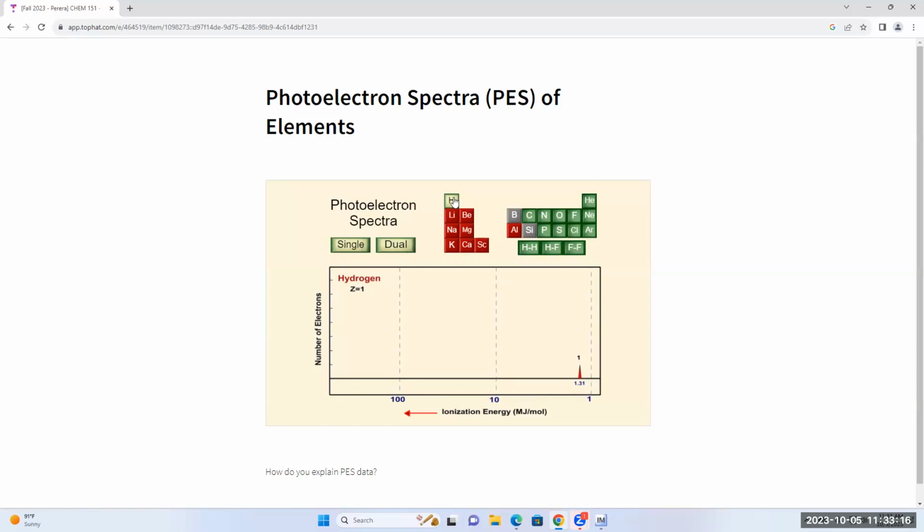So this is what we expect for hydrogen, because all the electrons are in the same shell, just one electron. Therefore, just one peak.